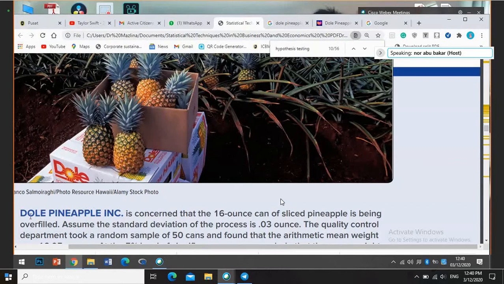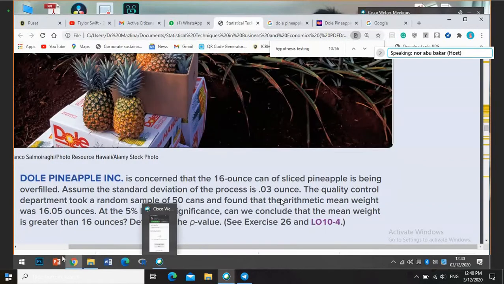Okay, this is Dole Pineapple. Okay, Dole Pineapple. And then it says here, Dole Pineapple is concerned that the 16-ounce can of sliced pineapple is being overfilled. Jadi dia bimbang takut terover. Okay, now assume the standard deviation of process is 0.03 ounce.